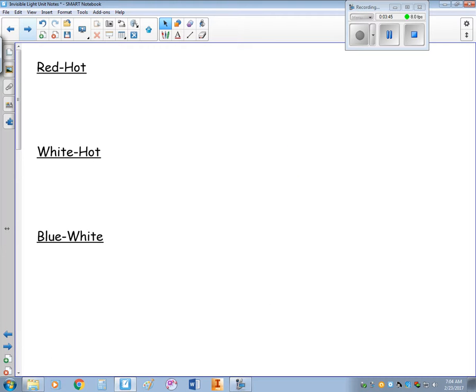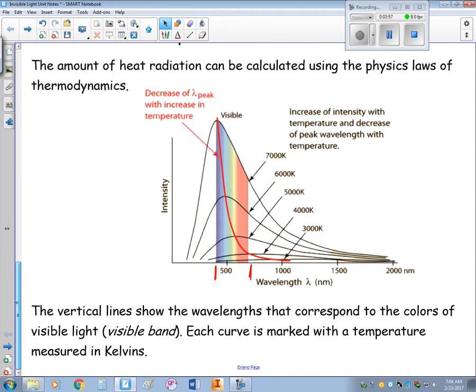So if something is red hot, well, let me go back to this graph. This tells us that if something is hot, it emits light. On this side of the spectrum, we have infrared. So as something starts to get hotter, it starts to glow more and more. At first, it's glowing in the infrared spectrum.